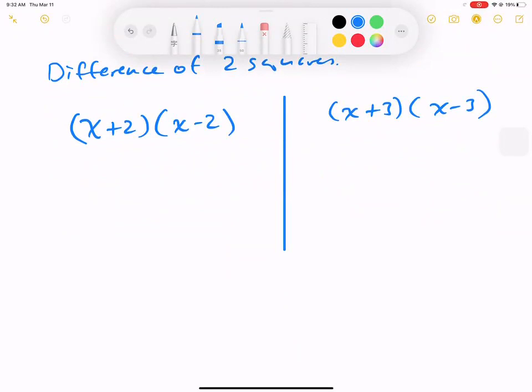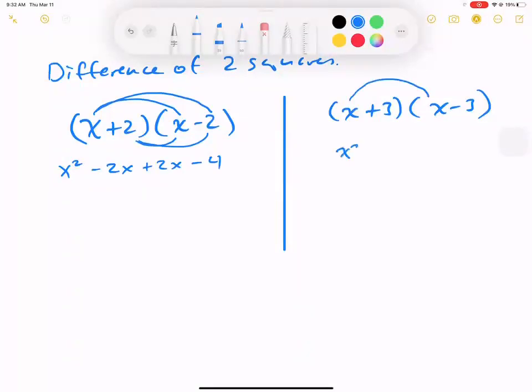Here we go. X times x, like we did before. X times 2. 2 times x. 2 times 2. On the right, we'll do the same thing. X times x. X times negative 3. 3 times x. 3 times 3, negative 3.